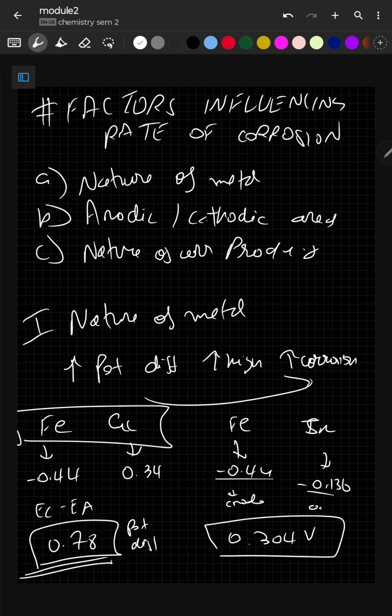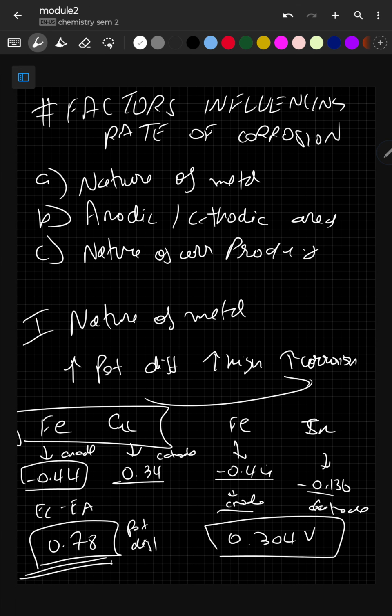So Fe will corrode faster in the presence of copper. How did I say Fe will corrode faster in the presence of copper? Why can't copper corrode? See, this is smaller SRP, it will act as anode. This is larger SRP, it will act as cathode. As I told you, anode only will undergo corrosion, cathode will not undergo corrosion. So Fe will corrode faster in the presence of copper. Here also Fe is the anode, but here the cathode is tin. So iron will undergo lesser rate of corrosion with tin compared to that of copper. That is the nature of material.